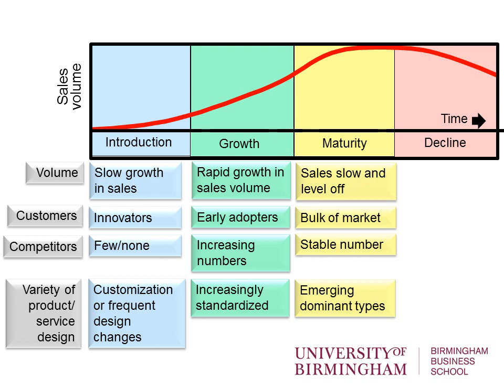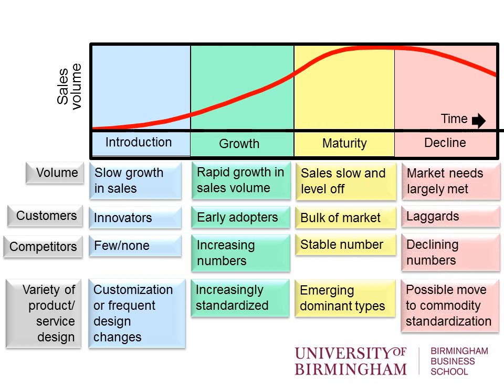In the maturity stage, sales start to slow. The bulk of the market is now a customer. Competitors are stable in number, and not many new competitors will be coming into the market. Dominant types of design will be emerging, and those are the ones which will be available to customers. Normally it may be a variety of price points, or providing different features.